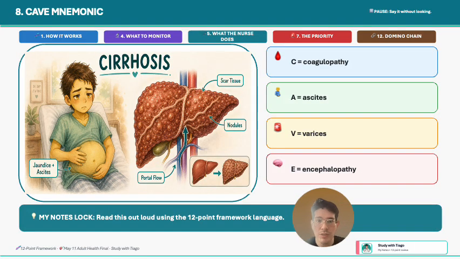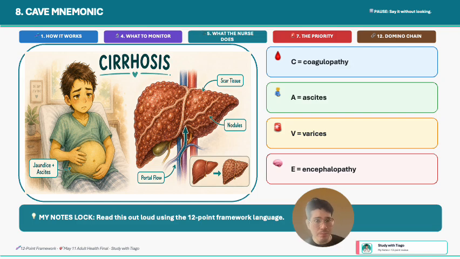Okay? So for cirrhosis complications, I want the CAVE mnemonic, okay? CAVE. C, is it coagulopathy? The liver cannot make enough clotting factors, so the patient has increased bleeding risk. A, is it ascites? Low albumin and portal hypertension pull fluid into the belly. V, varices. Portal hypertension backs pressure into the fragile esophageal or gastric veins. E, is it encephalopathy? Ammonia builds up and affects the brain. This is helpful because cirrhosis questions often walk through one of those 4 doors.